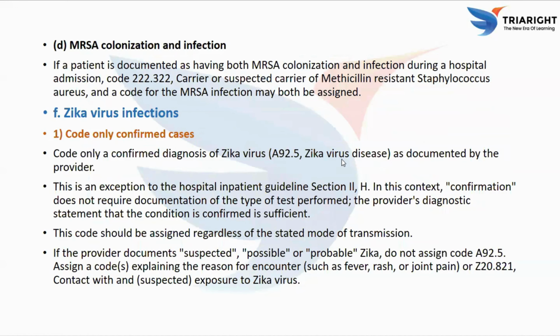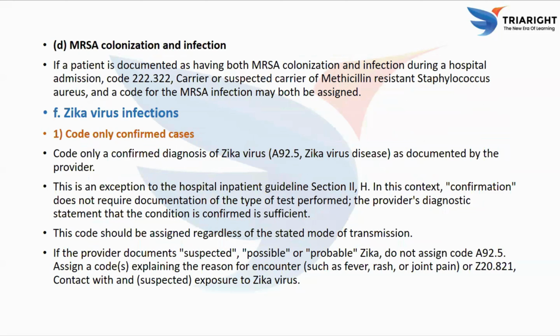So next, MRSA colonization and infection. What is the key idea? A patient can have both MRSA colonization as well as MRSA infection. These are two different clinical states, so they require two different codes. So what is the coding rule?